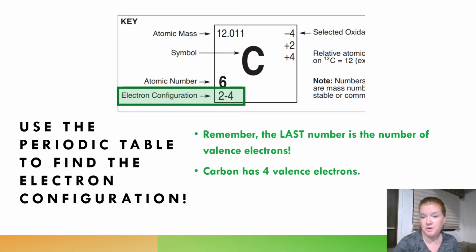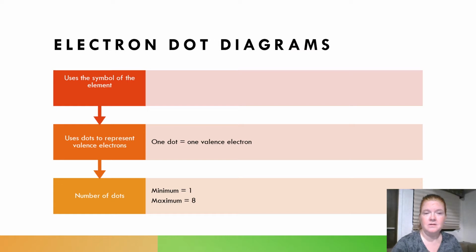Carbon has 4 valence electrons. Electron dot diagrams are going to use that number, the number of valence electrons. So we're going to use the symbol of the element, and use dots to represent the valence electrons. 1 dot equals 1 valence electron. For the number of dots, the minimum number is 1. You can't draw 0 dots. And the maximum number is 8, just like on the periodic table, where the largest number we saw for valence electrons was 8.